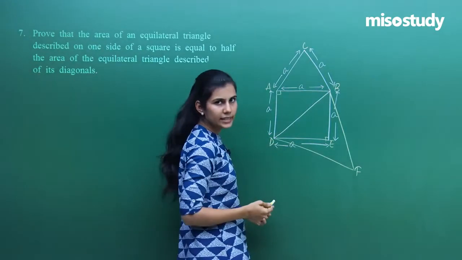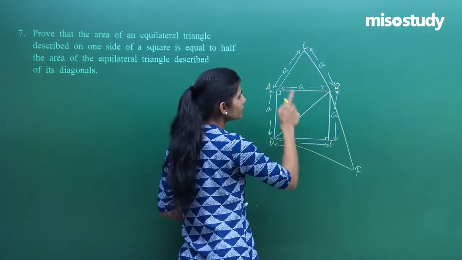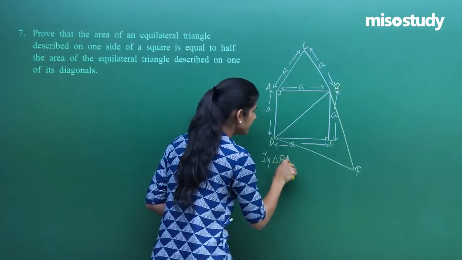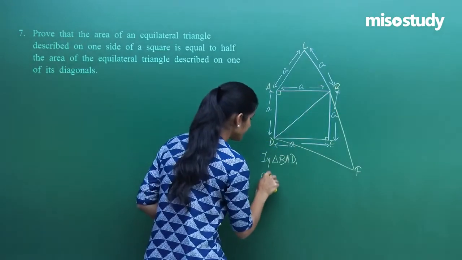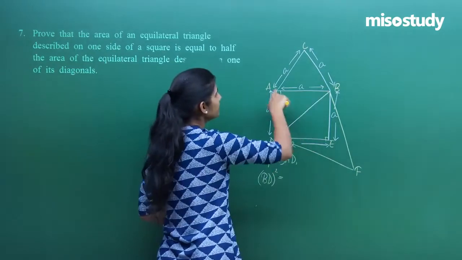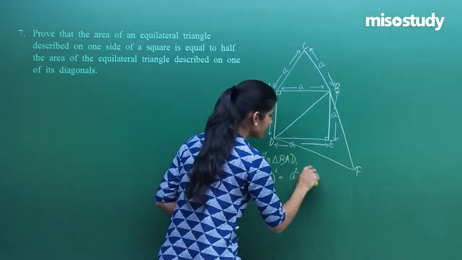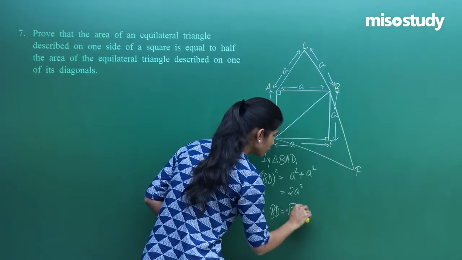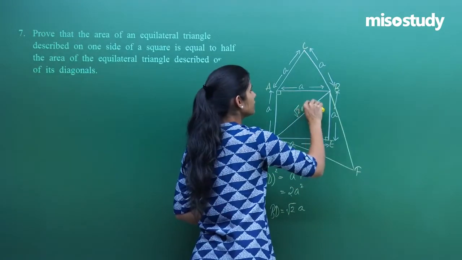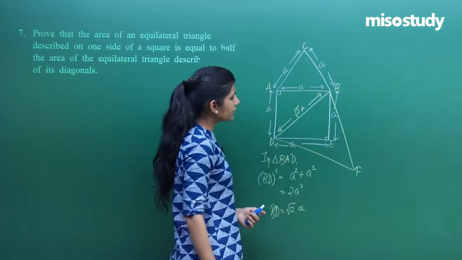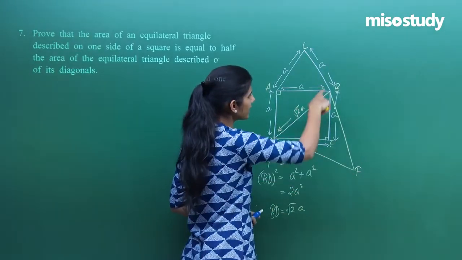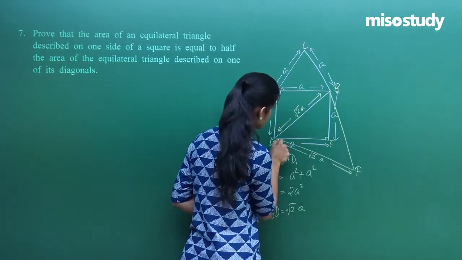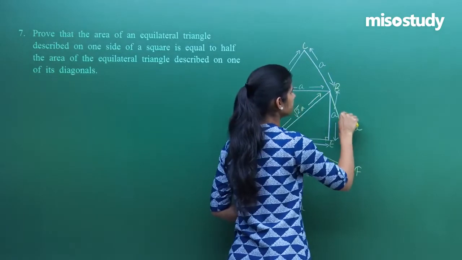What is the length of this diagonal? Length of this diagonal is actually the hypotenuse of the right angle triangle BAD. So in triangle BAD, hypotenuse square, that is BD square, is equal to BA square plus AD square, that is A square plus A square, which is 2A square. So BD is actually root 2A. So the length of the diagonal is root 2A. If length of the diagonal is root 2A, this is actually sitting as one of the sides of this equilateral triangle. So even this is root 2A, and even this is root 2A.